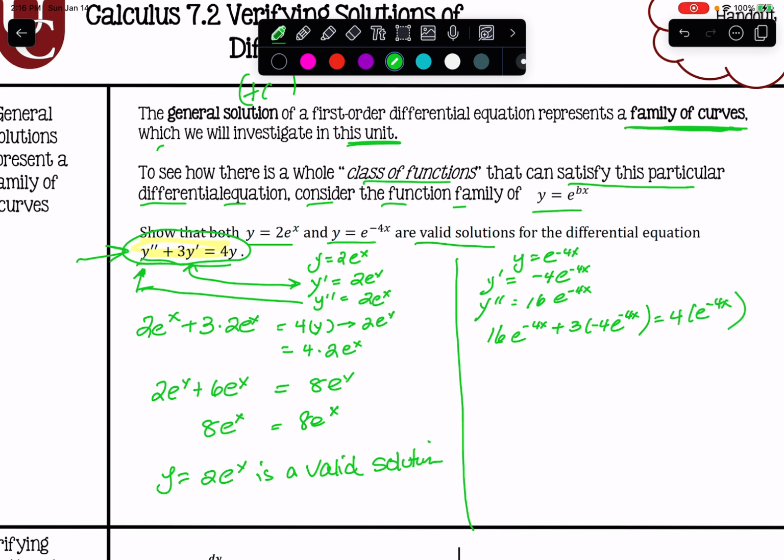All right, so let's do the math out here. We have 16e to the negative 4x, and then 3 times that, so that would be minus, because I have a minus 4, minus 12e to the negative 4x equals 4e to the negative 4x. And if you factor out e to the negative 4x, you get 16 minus 12 equals 4. So you get 4 equals 4.